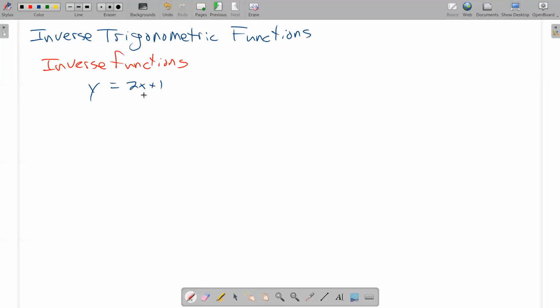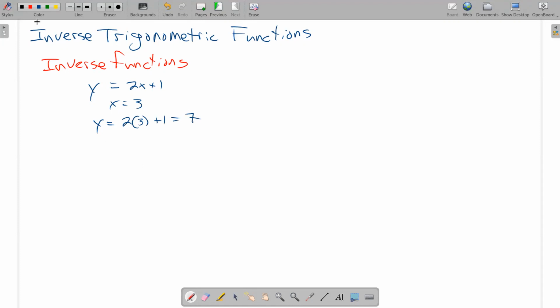And functions like this are designed for you to plug in x, right? So we would say something like, hey, x equals 3, and then we would calculate y by just doing arithmetic. 2 times 3 plus 1 is 7. Now an inverse function goes the other way.